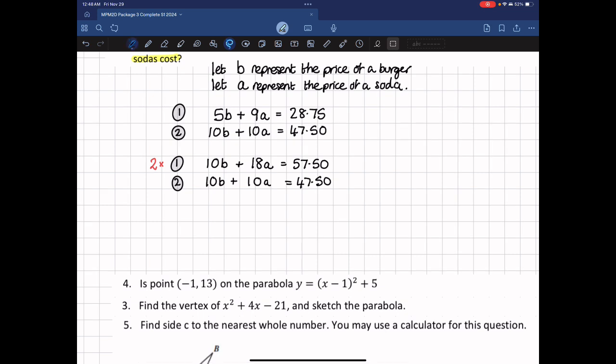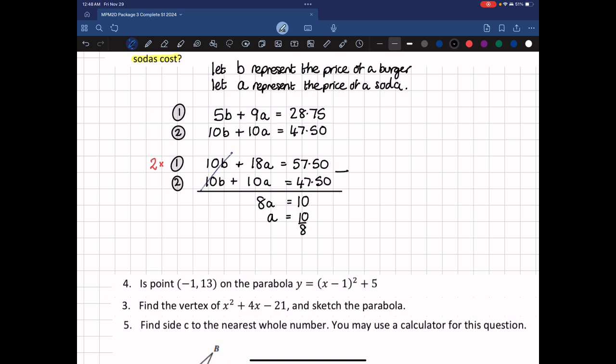Okay, now what we'll do is, because we have the same sign in front of that 10, they're both positive, I'm going to subtract. So 10b minus 10b disappears, so that's gone. And then we have 18a minus 10a, which gives me 8a. And 5750 minus 4750 gives me exactly 10. So my a equals 10 divided by 8.